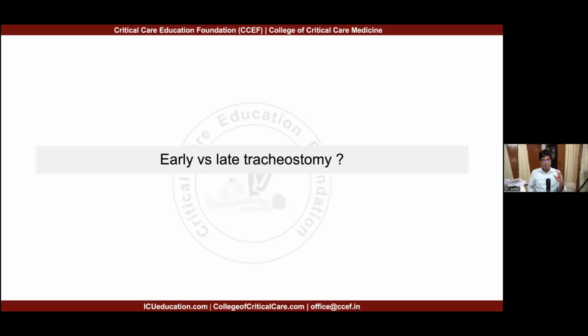If you are thinking this patient will remain on the ventilator for a longer period of time, get it done as early as possible, after surgery, during surgery, and within 7 days. This is something which you need to consider very aggressively.